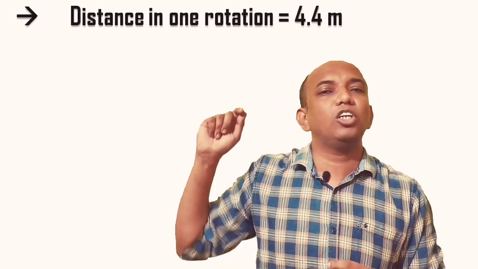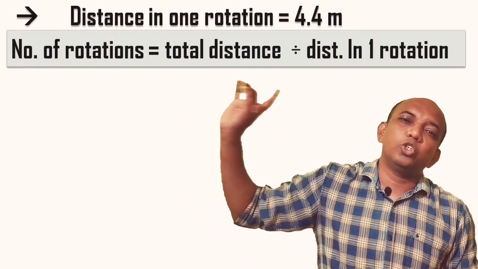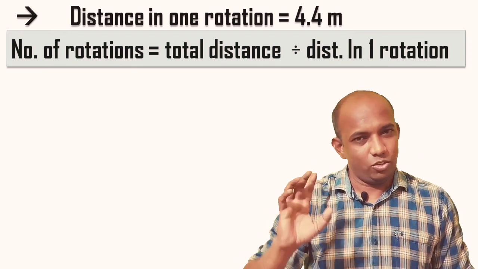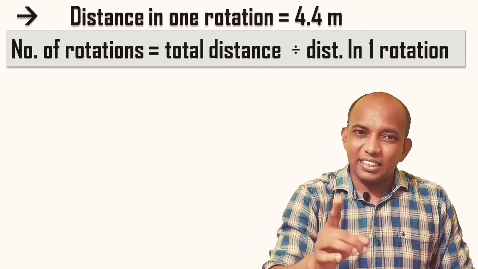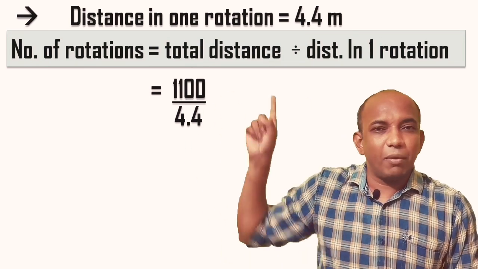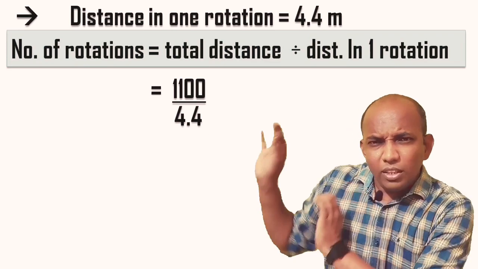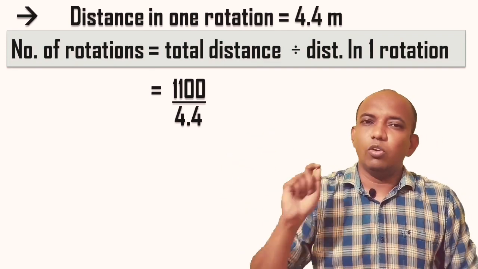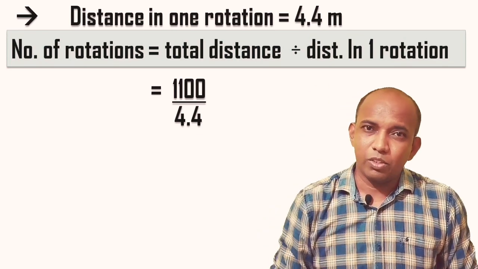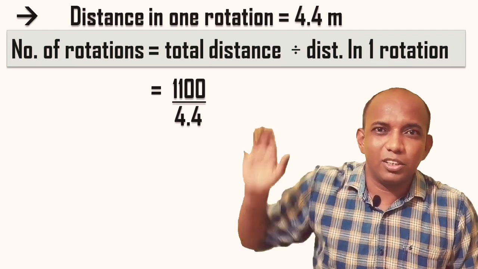So the formula for the number of rotations is nothing but like this: number of rotations equals the total distance divided by the distance covered in one rotation. Okay, how much is that distance? 4.4. How much is the total distance? 1100. So 1100 divided by 4.4 is on the screen. Now in this division, what you can observe is there is a decimal point in the denominator. So my first target is to remove that decimal point. So abracadabra, it is removed.